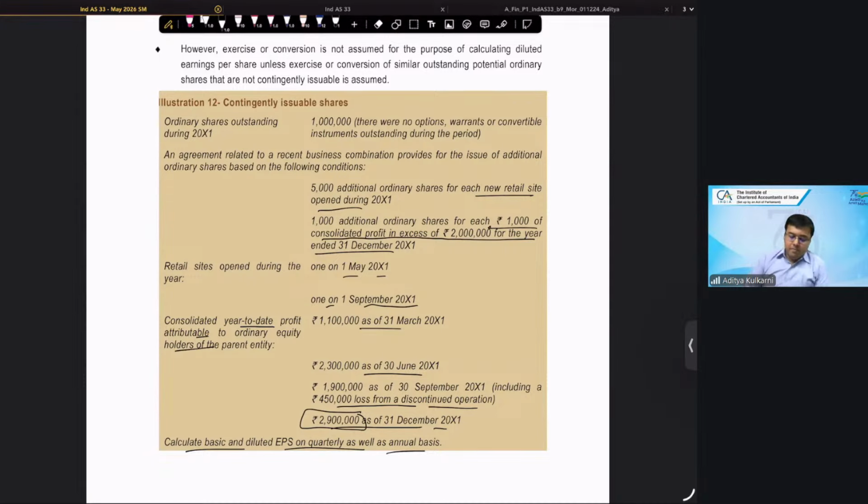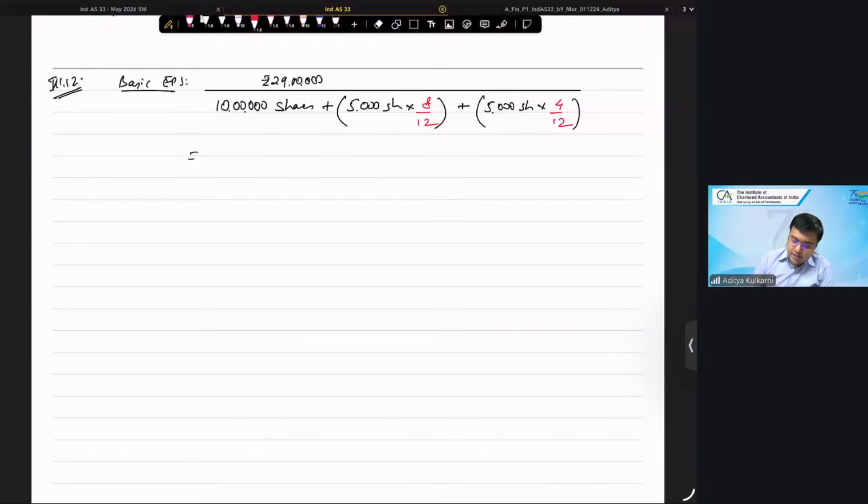Basic is concerned with what is already issued. This is not issued, so therefore it is 0. So when I calculate this, what will be the number of shares in issue? 29 lakhs divided by 10 lakh, 5,000 shares. So rupees 2.89 per share. Are we okay with this? Yes, sir. Any doubts here so far?